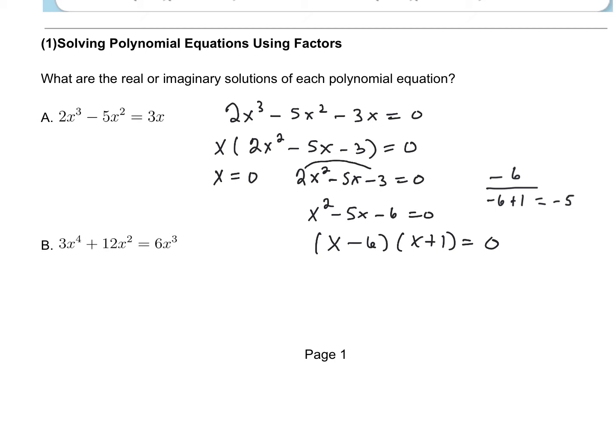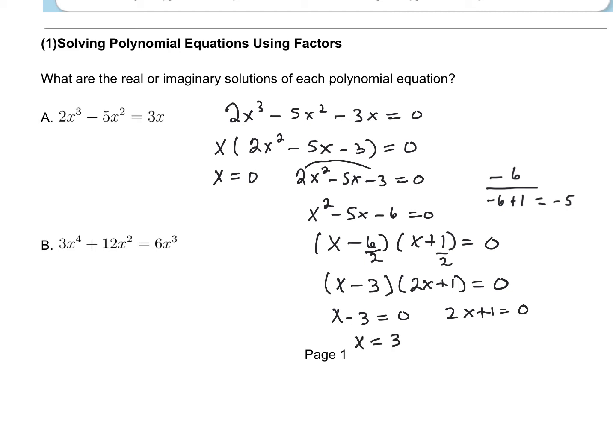And then what you do is divide here by 2 and divide here by 2. So you have x minus 3. And the 2 goes up, so it's going to be 2x plus 1 equals 0. So you have x minus 3 equals 0 and 2x plus 1 equals 0. So here x equals 3, because you add 3 to both sides. 2x equals negative 1, divided by 2. So x equals negative 1/2.